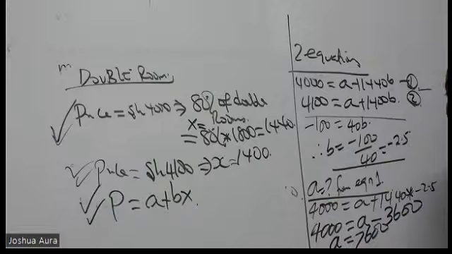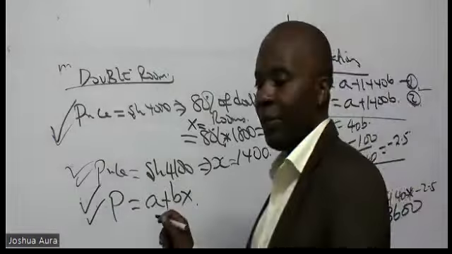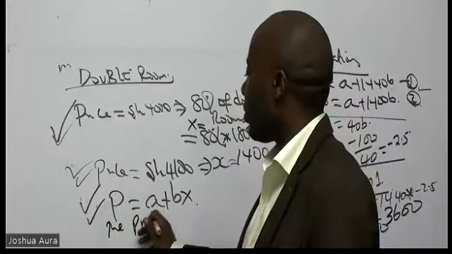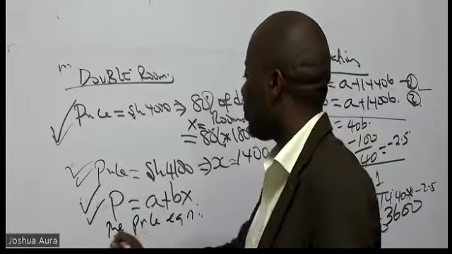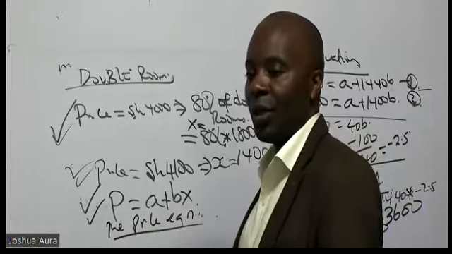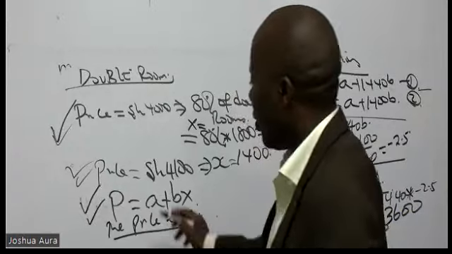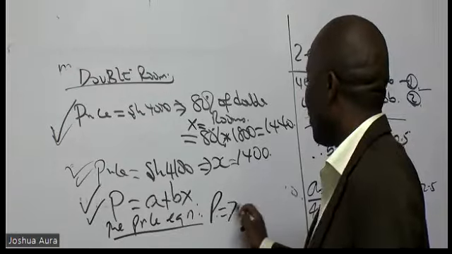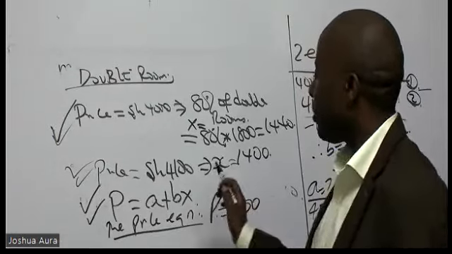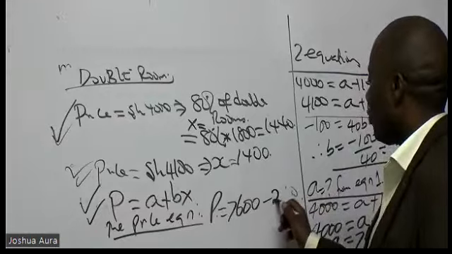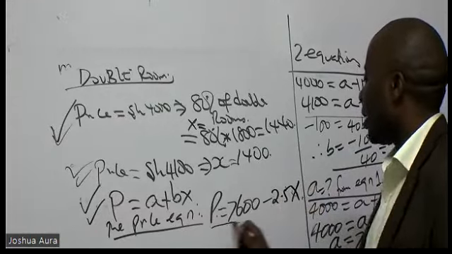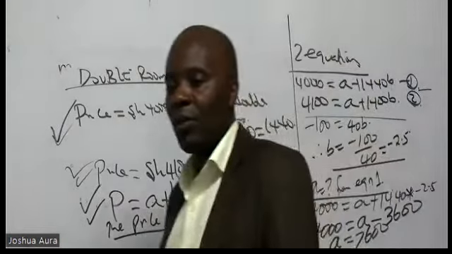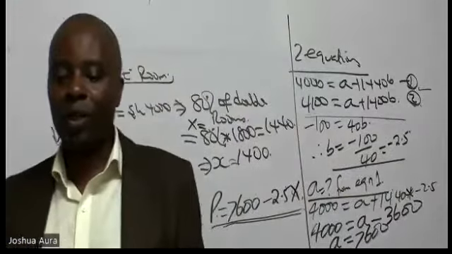So my work tonight will be to write the price equation comfortably. The price equation: we already have A, we have B. So price equals A, and you have given me a figure of 7,600, plus B, which is negative 2.5 times X. That is the price function.